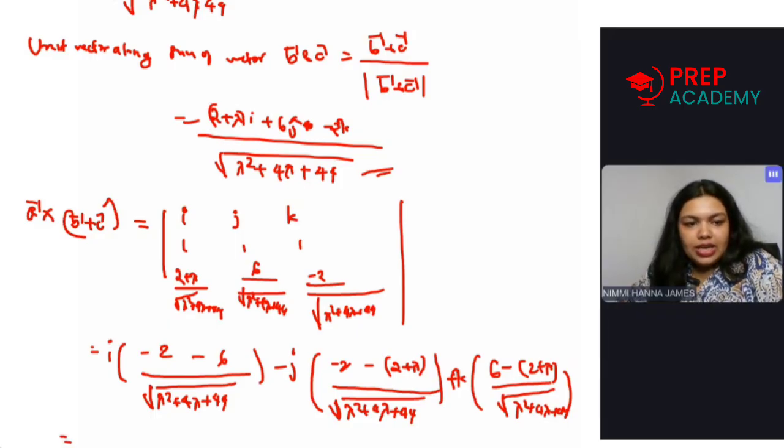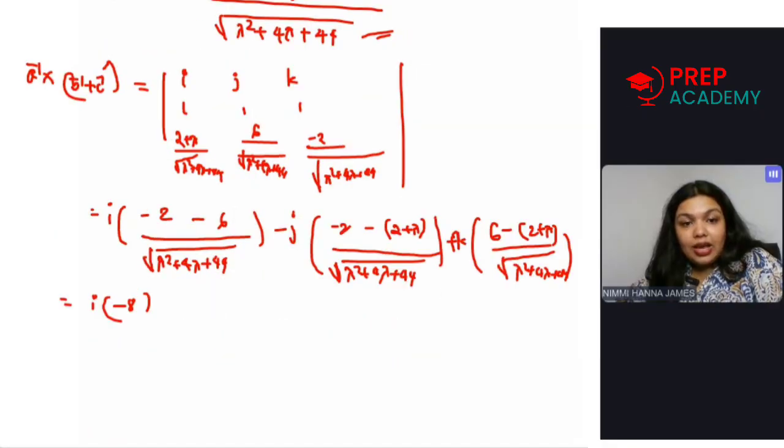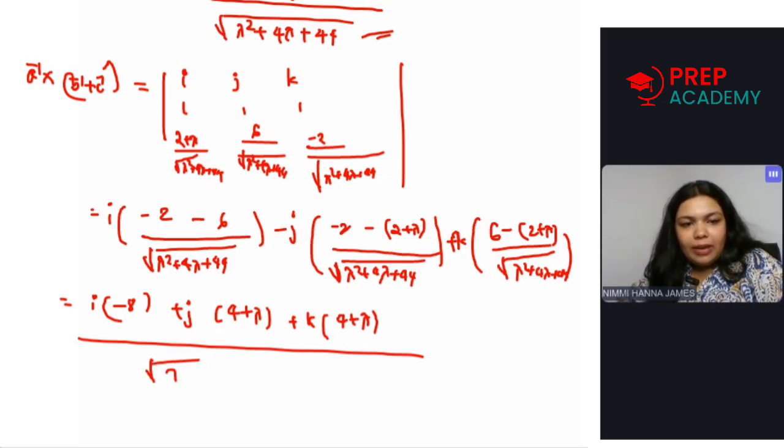Now solving, we have all the denominators the same, so I'm just writing the numerators. So for i, minus 2 minus 6 is minus 8. Taking this minus outside here, we get plus j. So we have minus both here, minus 2 and minus 2, so I took the j outside. So 2 plus lambda, that is 4 plus lambda, correct? So plus k into 6 minus 2, that is also 4 plus lambda. So divided by root of lambda squared plus 4 lambda plus 44.